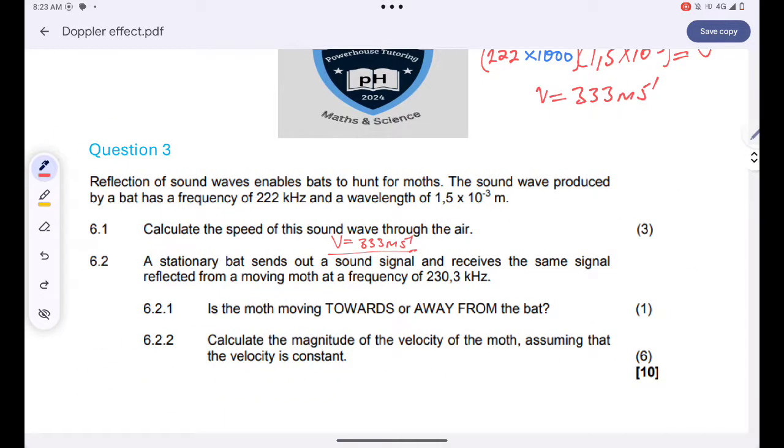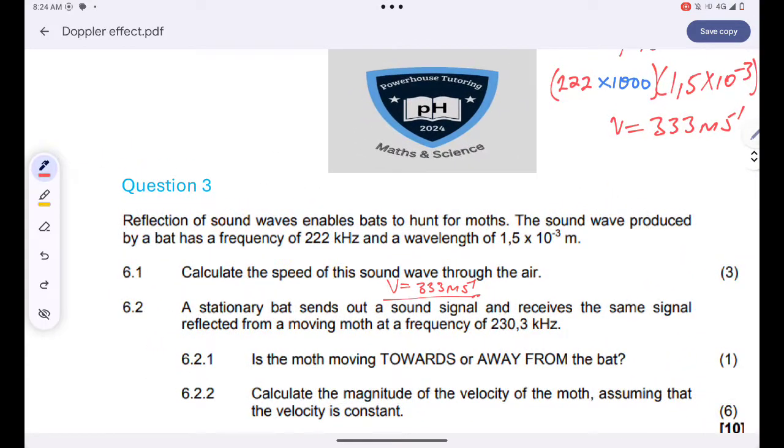Okay, then now we are told that a stationary bat sends out a sound signal and receives the same signal reflected from a moving moth at a frequency of 230.3 kilohertz. Remember that, guys, I told you that whenever a moth reflects a higher frequency than that of a bat, it simply means that the moth is moving towards the bat. Are you together? So remember that, guys.